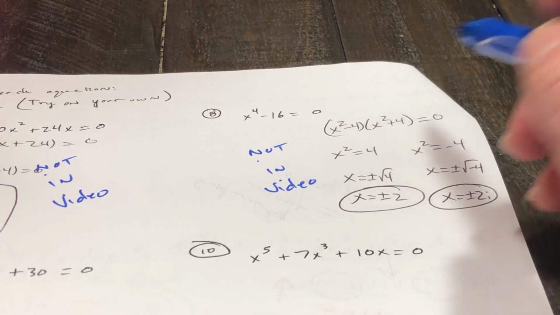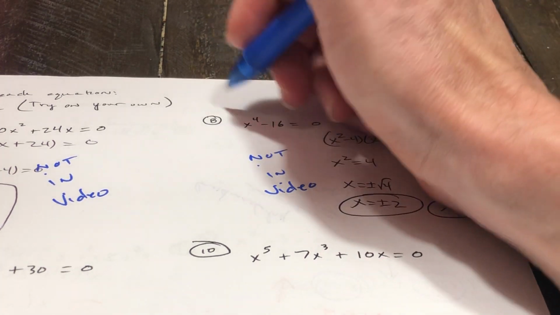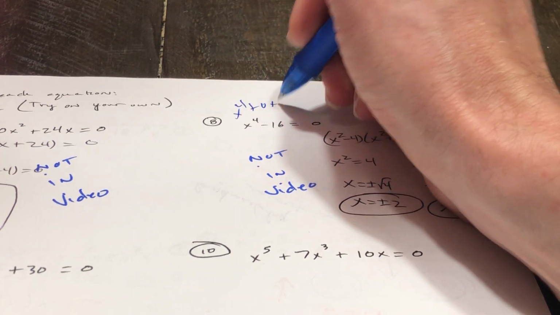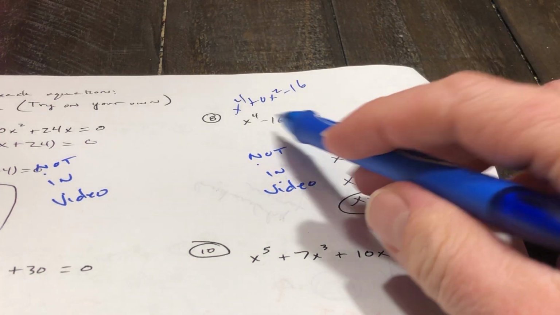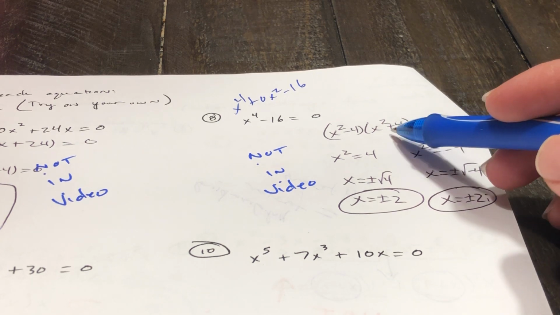This is a difference of 2 perfect squares with square root of 16, 4. What multiplies to 16 and differs by 0? Because there is no middle term. x squared times x squared gives me x to the 4th. I got x squared minus 4 is 0. x squared plus 4 is 0.